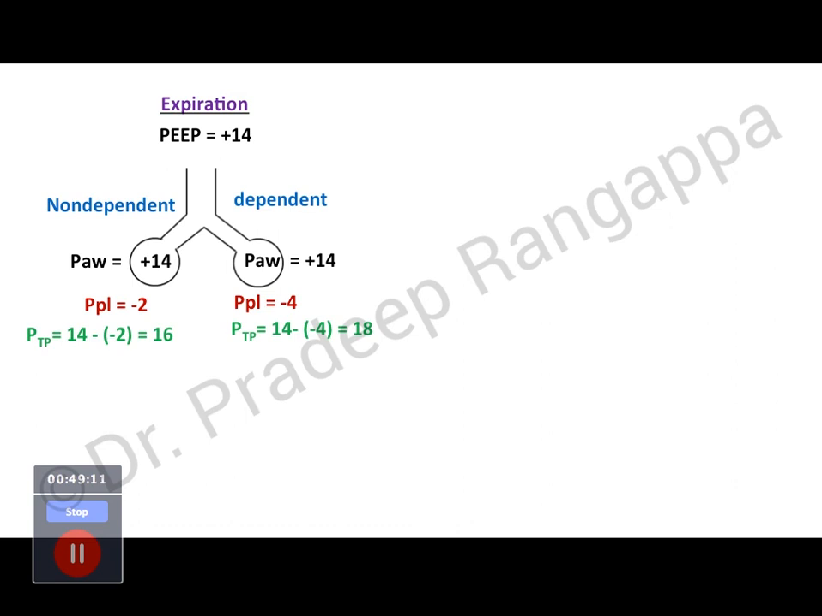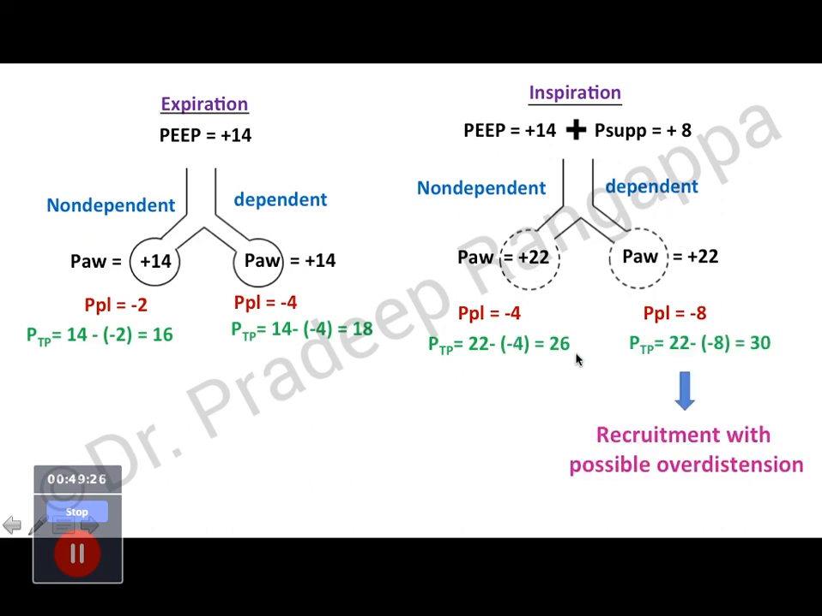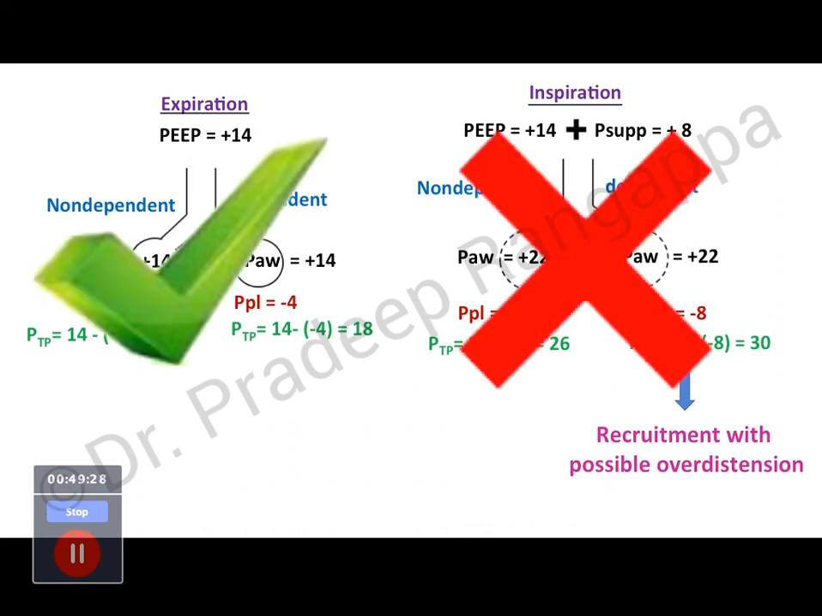Then we go to the third scenario, increase the PEEP further to 14. So your transpulmonary pressure becomes 16 and 18, which is good in expiration. But in the inspiratory phase, both are opened up overtly because you put a pressure support of 8. Your transpulmonary pressure is more than 20, which can lead to barotrauma. So this also is not the situation we want, because expiration is okay, but in inspiration you are causing barotrauma.